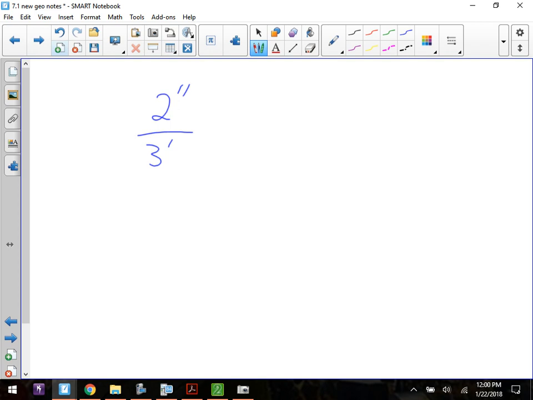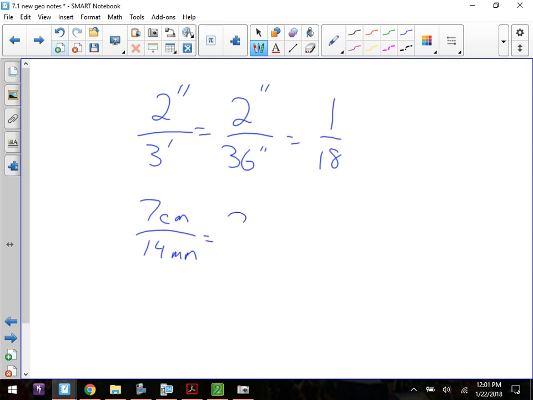All right. So if I wanted to put these both into inches, what do you multiply the 3 by? Which gives you how many inches? So this becomes 2 over 36, or 1/18. Same idea when you're dealing with centimeters and millimeters. It was 7 to 14, I think? So how do you convert centimeters to millimeters? It's multiplied by 10. And go from there.